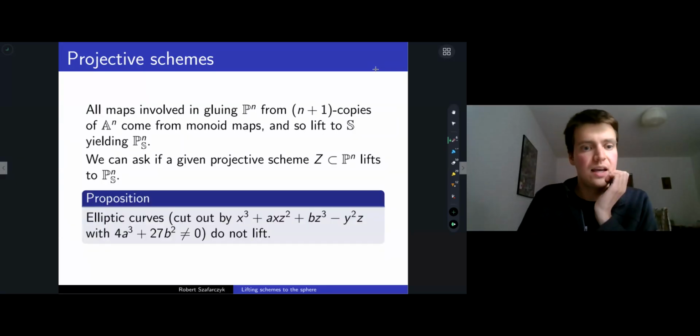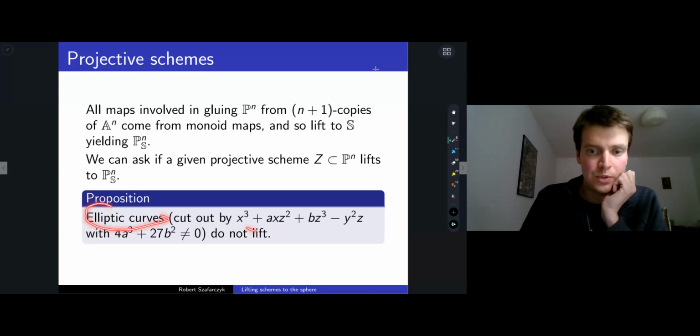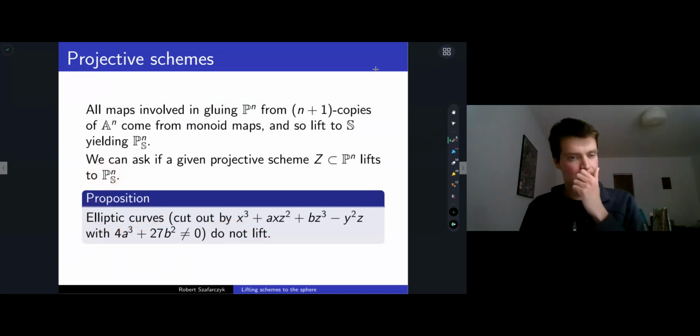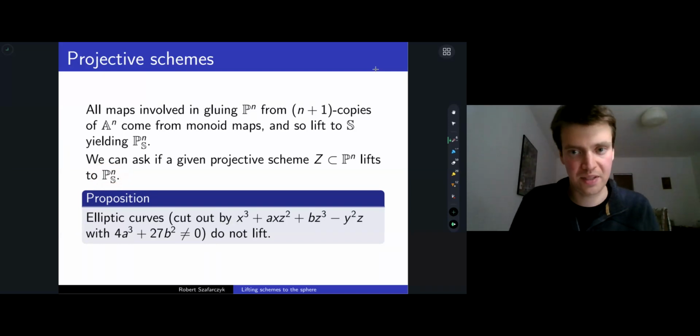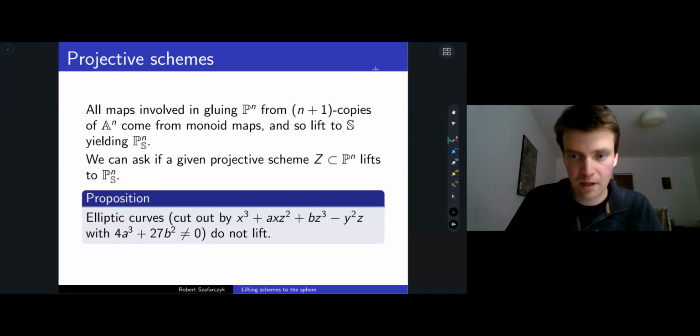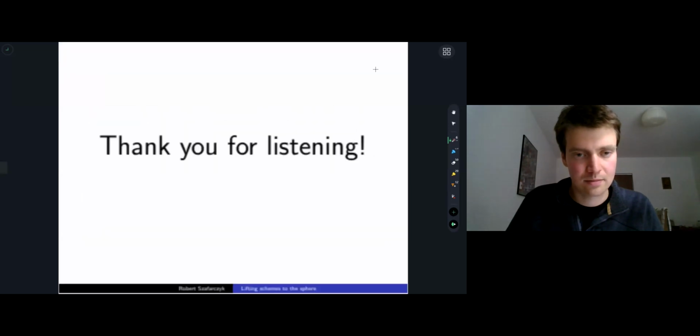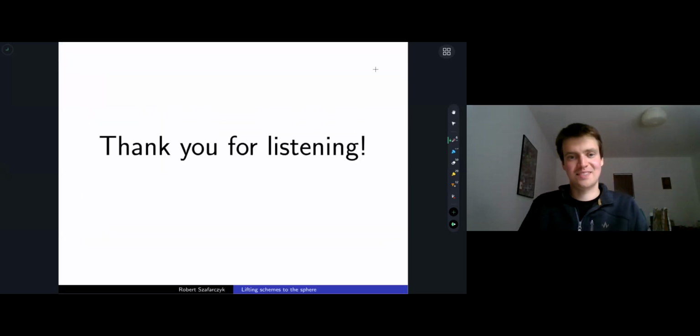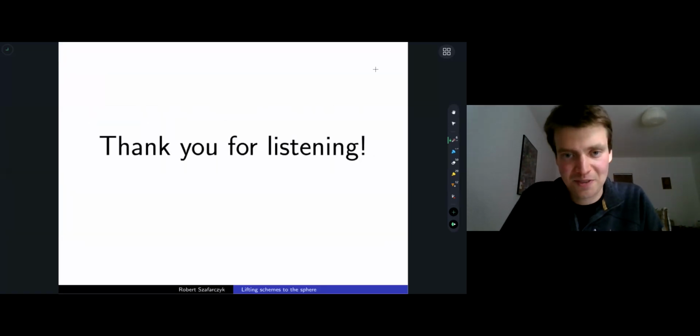And by elliptic curves do not lift, I mean that they do not lift to this kind of canonical lift of P^N. Okay, and yeah, this is it. Thank you for listening.